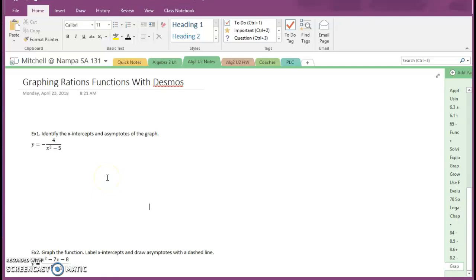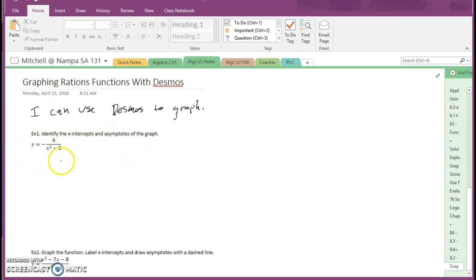So today we're going to talk about graphing rational functions again, but this time we're going to use Desmos. So that's going to be our essential question or goal here: I can use Desmos to graph. So here we have: identify the x-intercepts and asymptotes of the graph.